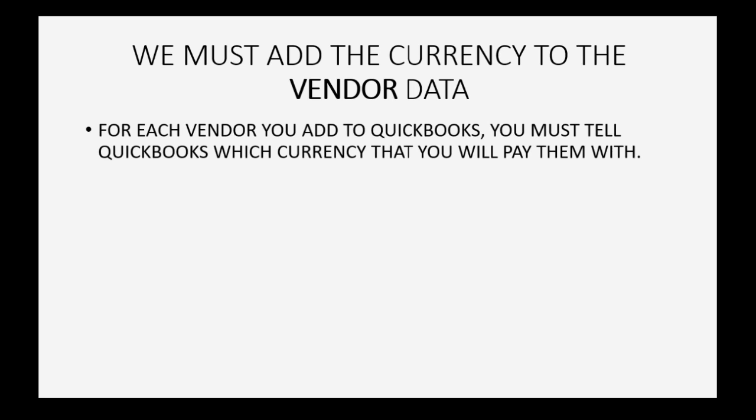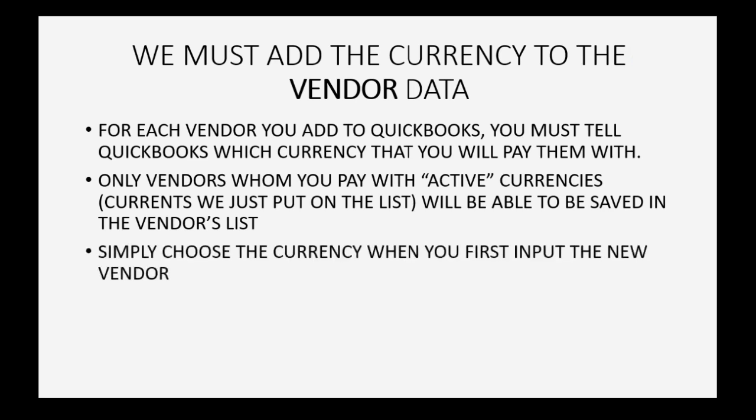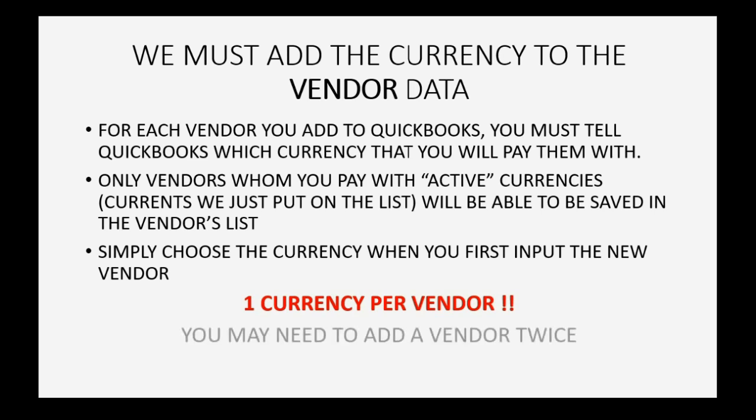And adding the currency information to the vendor data is almost exactly like adding it to the customer data. For each vendor you add to QuickBooks Online, you must tell QuickBooks which currency you will pay them with. Only vendors whom you pay with active currencies, which are currencies that we just put on the list, will be able to be saved in the vendors list. Simply choose the currency when you first input the new vendor. Remember, it's one currency per vendor, so if you have that rare situation where you have one vendor that you for some reason need to pay in two different currencies, you might need to add the vendor twice.